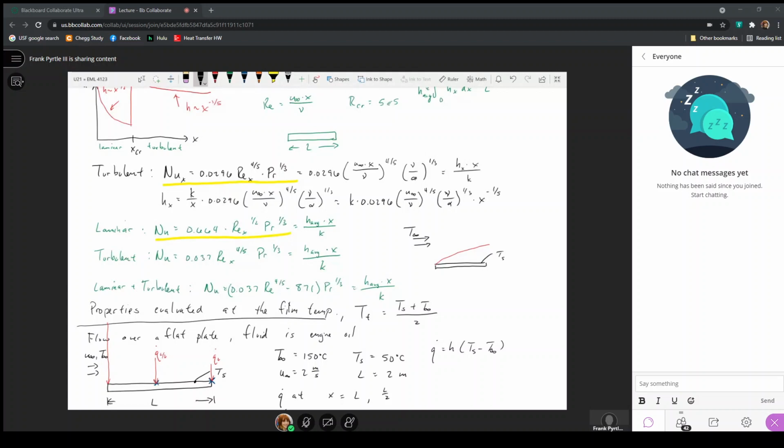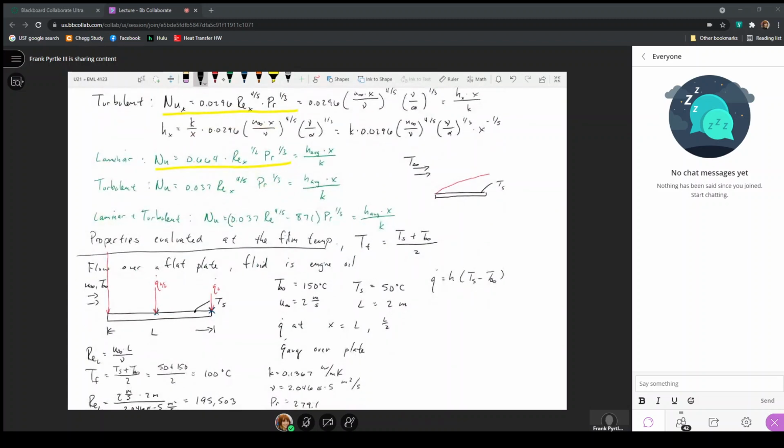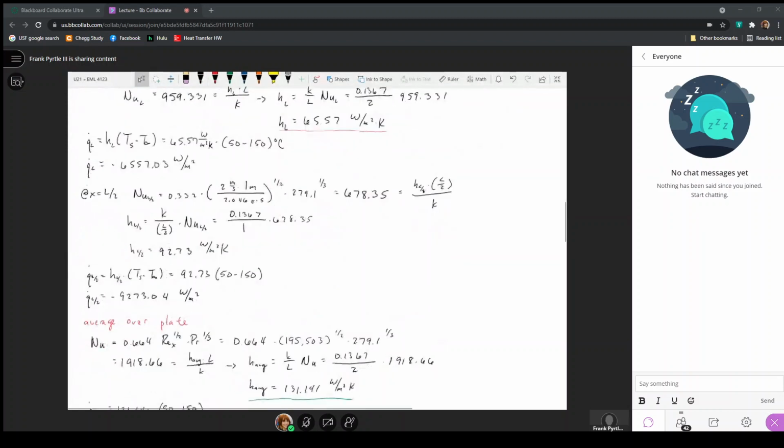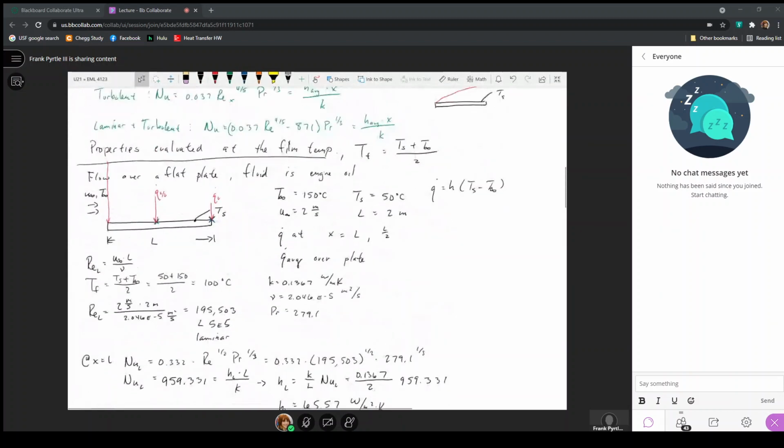So we went through the last time and considered how we would calculate the heat flux at L over 2, halfway down the length of the plate, and also at the length of the plate. So we use those expressions for flow over a flat plate to calculate the heat fluxes at those positions, and then the average heat flux. The average heat flux is based on the consideration that the heat transfer coefficient varies along the entire length of the plate. The local heat flux is just the flux at those particular positions.